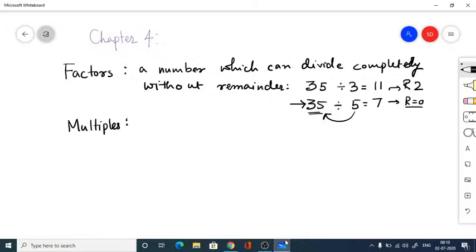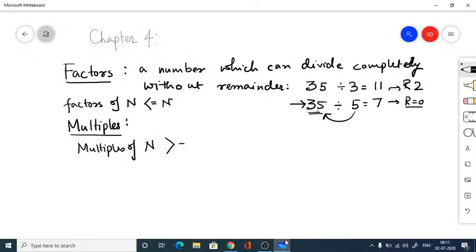Now these factors of n are always less than or equal to n, because n is also a factor of n. Answer is 1, remainder is 0. Multiples are the opposite. Multiples of n are always greater than or equal to n.